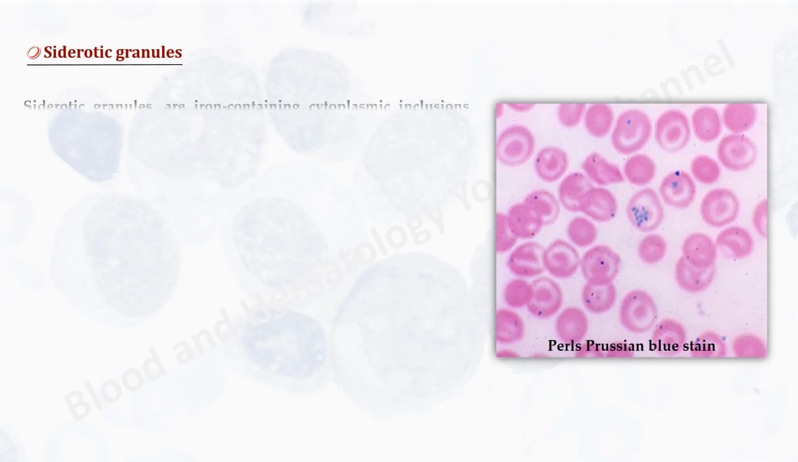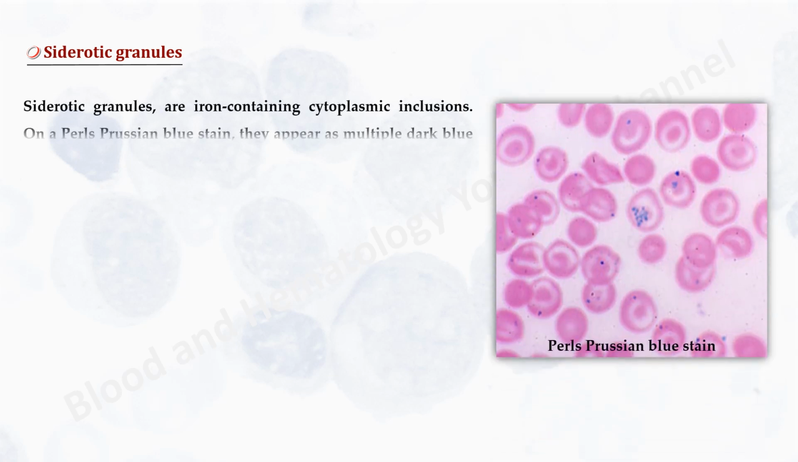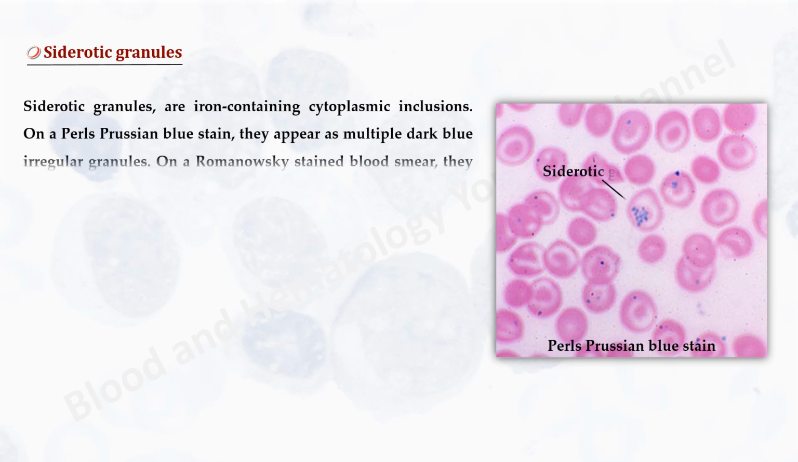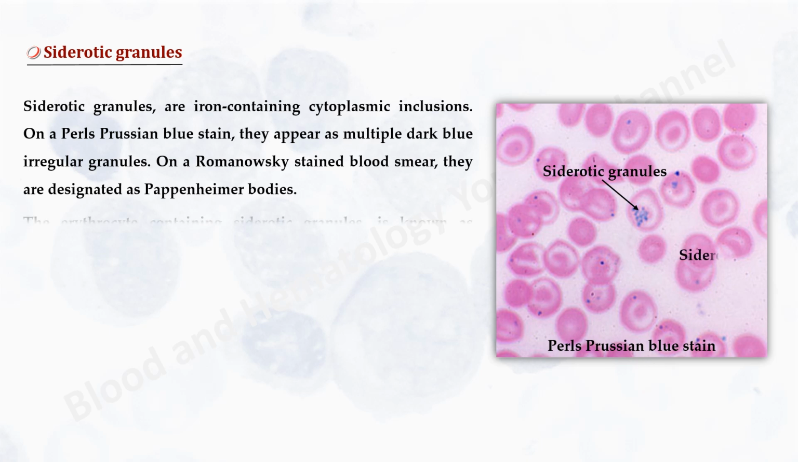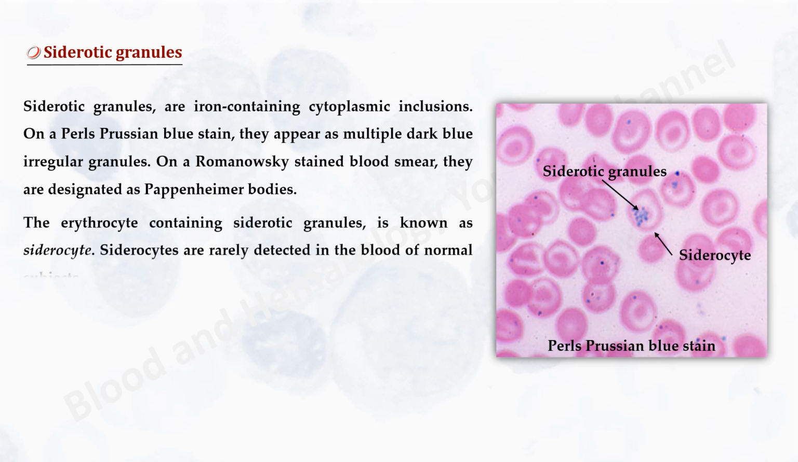Siderotic granules are iron-containing cytoplasmic inclusions. On a Pearl's Prussian blue stain, they appear as multiple dark blue irregular granules. On a Romanowski stained blood smear, they are designated as Pappenheimer bodies. The erythrocyte containing siderotic granules is known as a siderocyte.